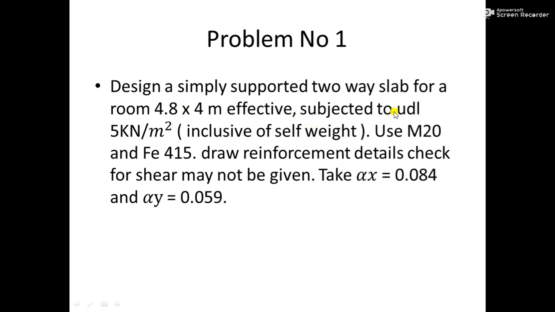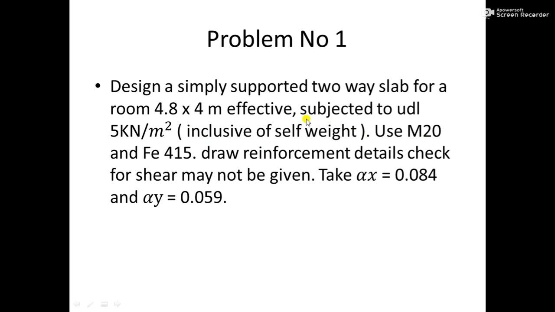See, in the last problems, the one-way or two-way cantilever problems, the load is given in terms of floor finish and live load, but here the load is given in terms of UDL, uniformly distributed load, that is 5 kilonewton per meter square. So remember this one, inclusive of self weight. It includes this live load. This UDL includes the self weight of the beam.